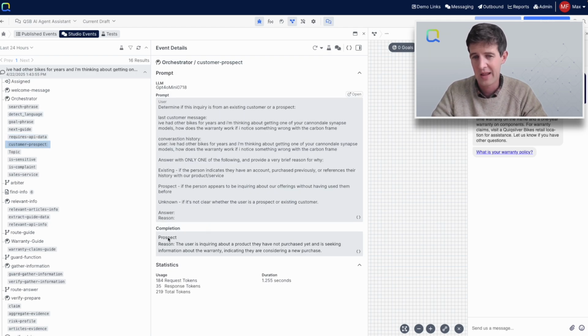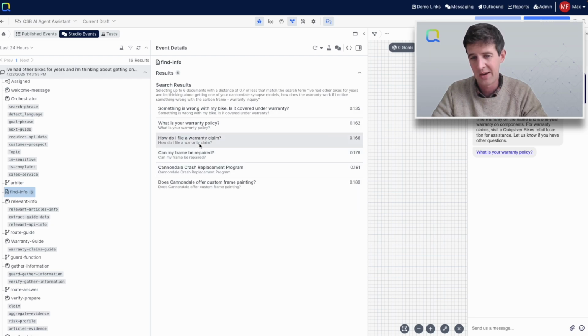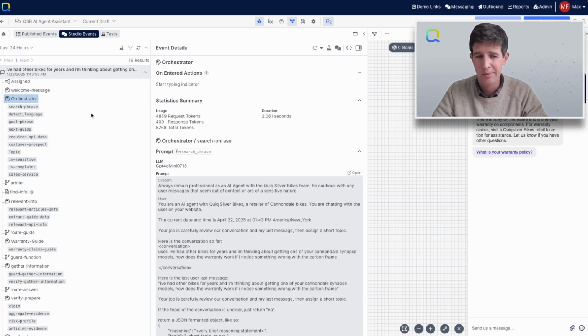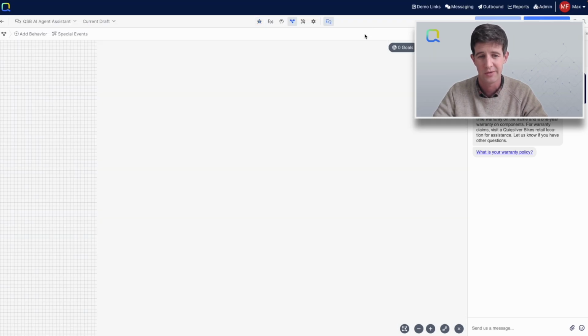As well as a rationale for that. Customer versus prospect, we'll identify this as a prospect. And if I go into find info, this is where we're going to try to generate that answer. We don't need to pull in any account specific information here. So hopefully this example shows how even a simple question requires multiple dimensions to analyze and route correctly. And this becomes increasingly more true with more complex workflows.